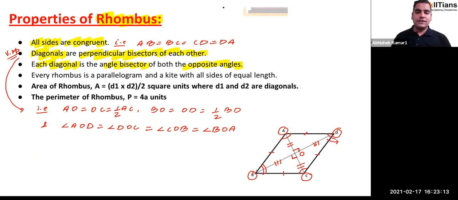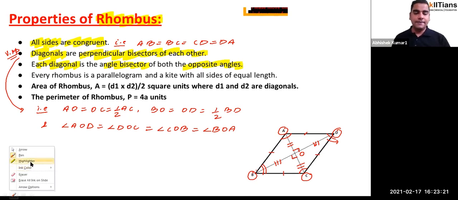Then every rhombus is a parallelogram. We know that, and a kite with all the sides of equal length. Kite we are going to cover in the next slide. The other important property that you should know is the formula for the area of a rhombus. That is very important.